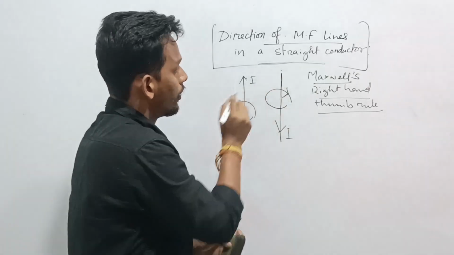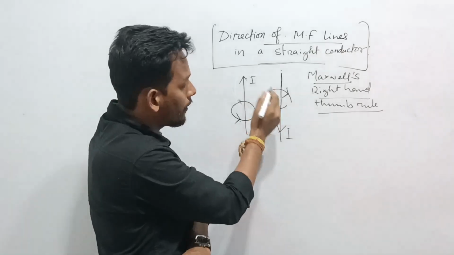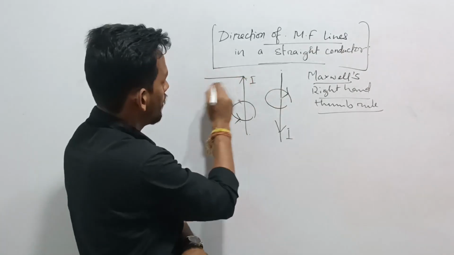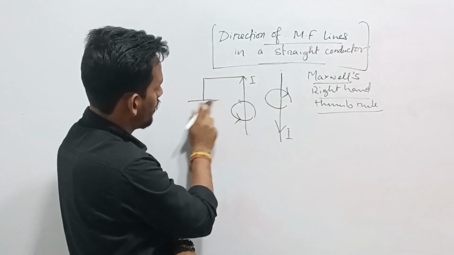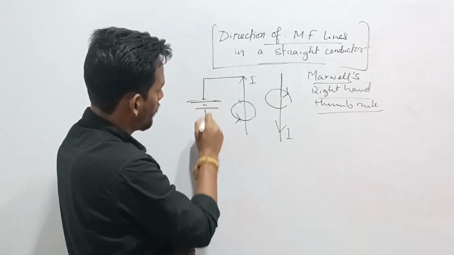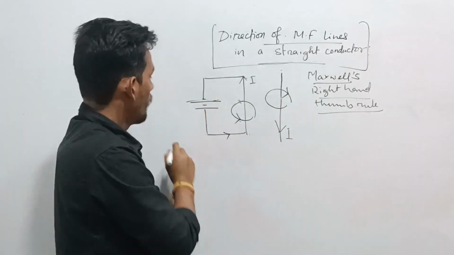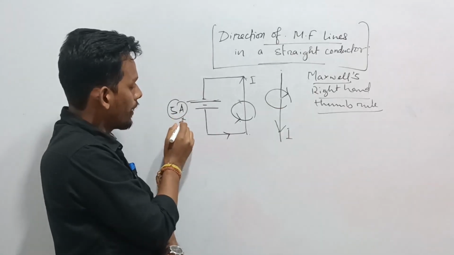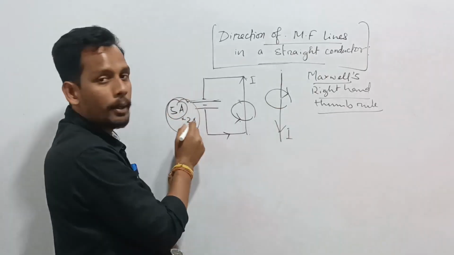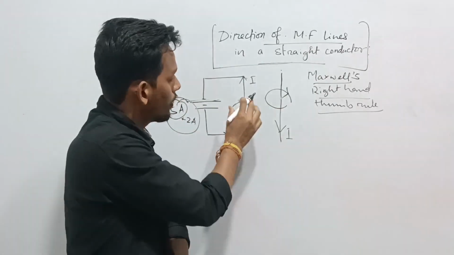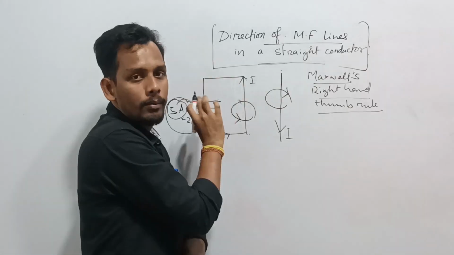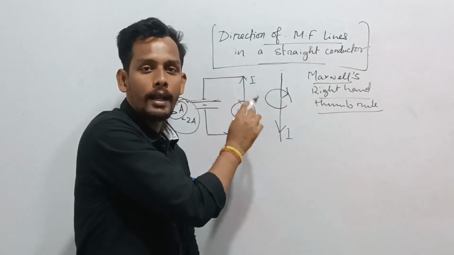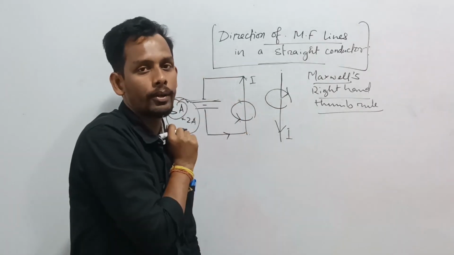Okay. Now, this magnetic field is directly proportional to the amount of current applied. So suppose here you are connecting a battery. Now 5 ampere current is applied. Now if you increase the amount of current, say another 2 ampere, that means total 7 ampere current is applied. In that case, the strength of the magnetic field will be more. That means magnetic field is directly proportional to the amount of current flowing through the circuit or the straight conductor.